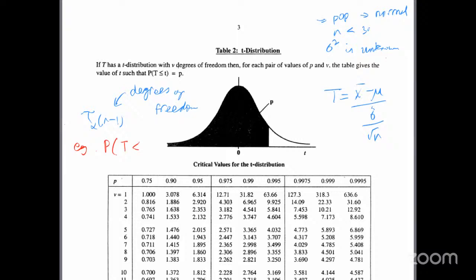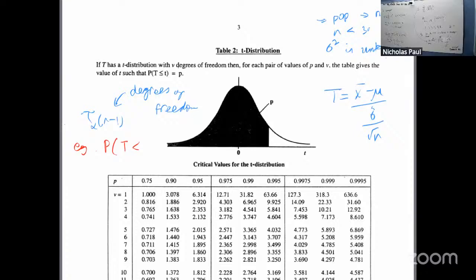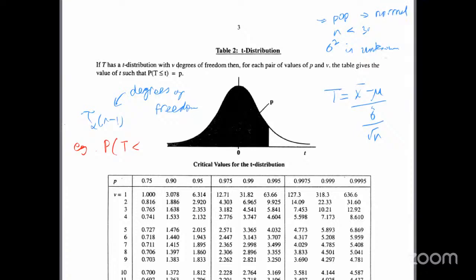The distribution table and probability at t less than. Do you see any writing in red? Yeah. Okay, nice.